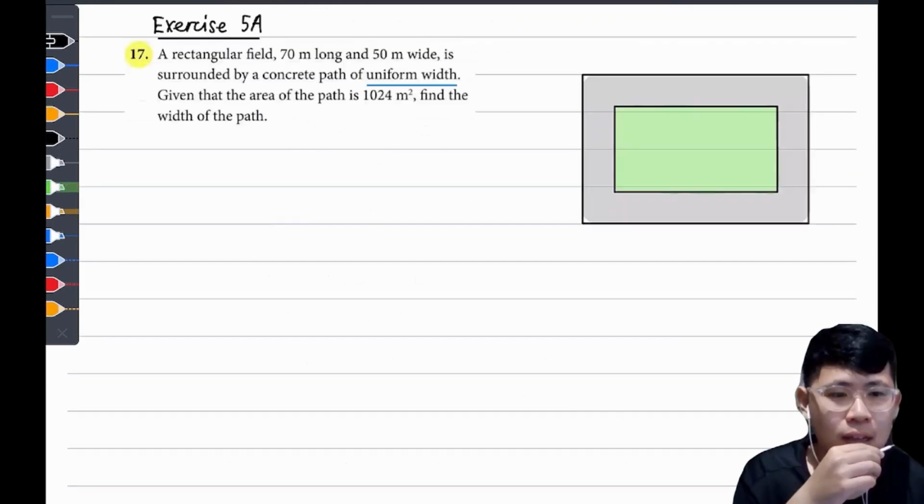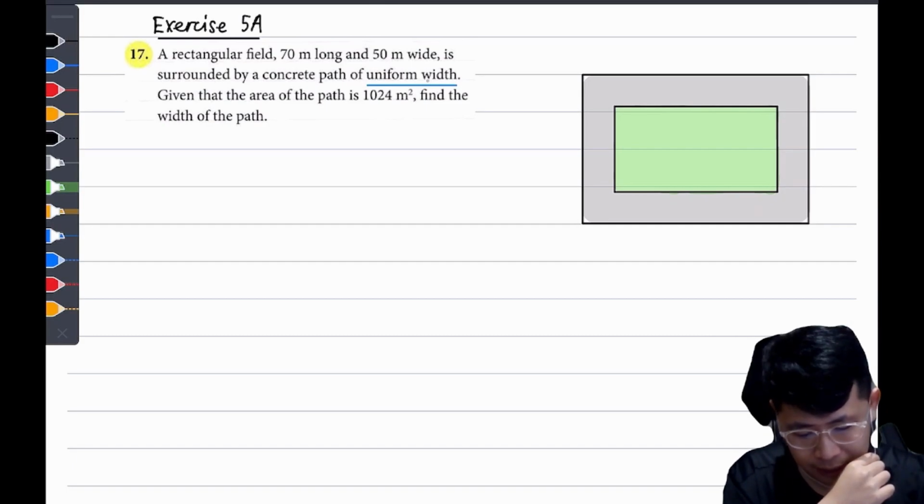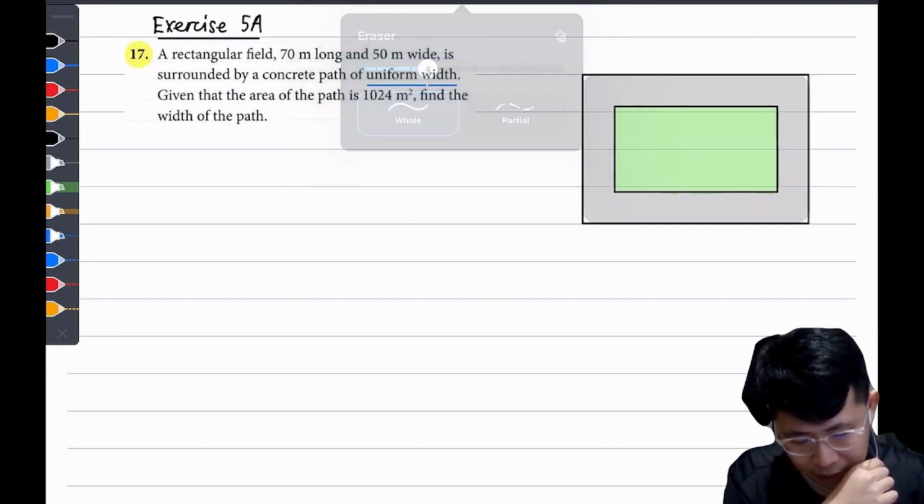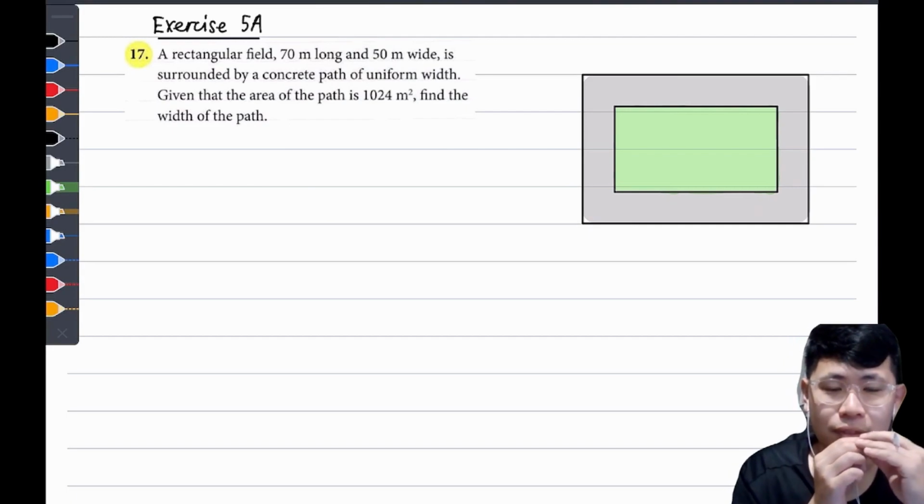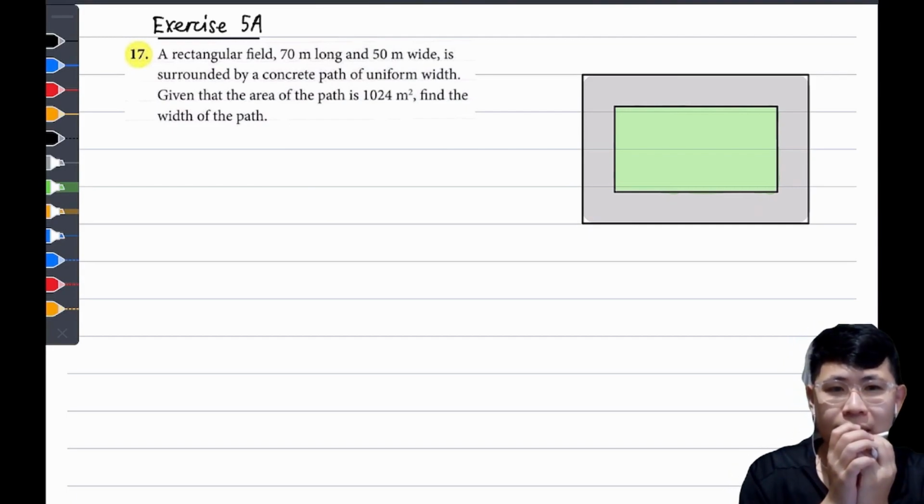Alright, so let's take a look at this question over here. For exercise 5a, question 17, we have a rectangular field 70 meters long and 50 meters wide, surrounded by a concrete path of uniform width. Given that the area of the path is 1024 square meters, find the width of the path.